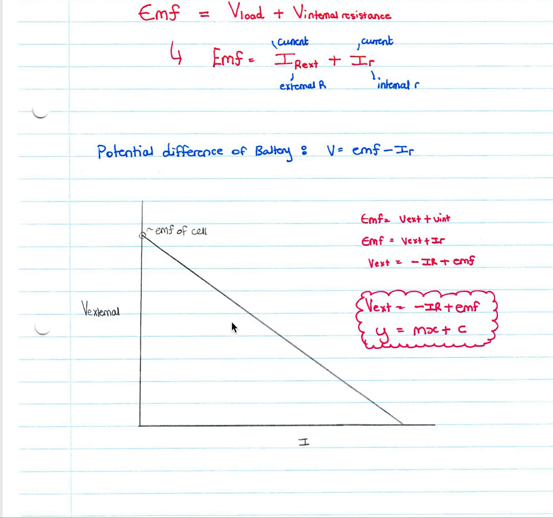And if we plot that on a graph, we see that V external, which we're plotting on our y-axis, equals negative IR, where I is now our x-axis, plus EMF. So your y-intercept is now the EMF of your cell, and we see that with varying values, our V external changes according to our current.